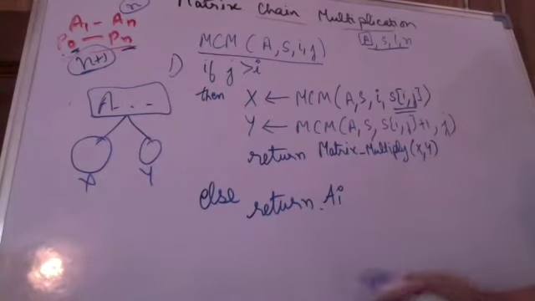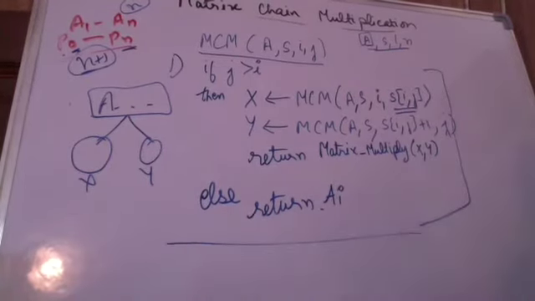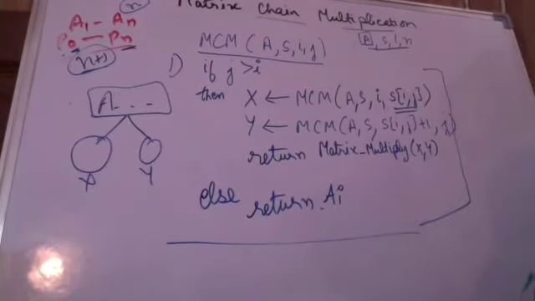So this is the algorithm for matrix chain multiplication from the given parenthesization. That's it. This is all there is to the algorithm for multiplication. Both the algorithms are clear. Should we move on to the example now?